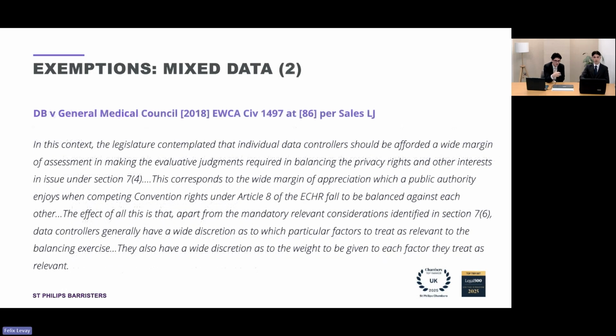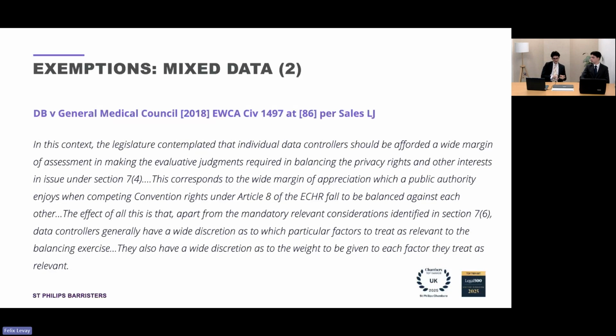But when you, as a data controller, or as you advising someone who's a data controller, make that decision, you do have a bit of leeway. In the case of DB and General Medical Council, and this wasn't actually a unanimous decision, Lord Justice Ailes was with the majority and gave judgment for the majority. In paragraph 86, he's discussing the scope that the data controller has. What is their discretion? And the point he's making is that it's a wide one.